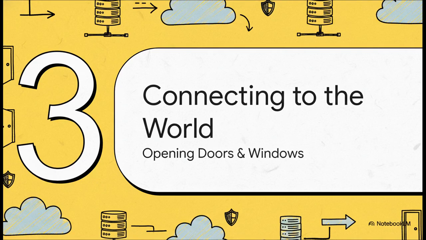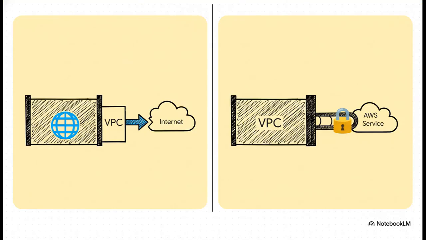Okay, so our private little world is all set up. We've got our fences, our rooms, our street addresses. But it's a bit isolated, isn't it? What happens when we need to connect to the outside world? That's what this next part is all about, opening the doors and windows. You've got 2 main options here.